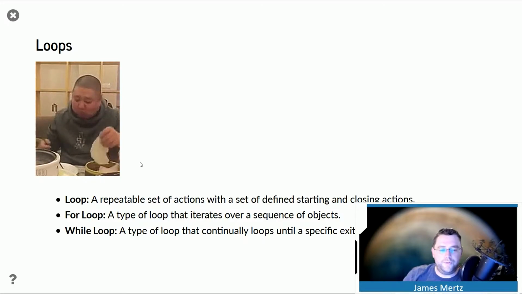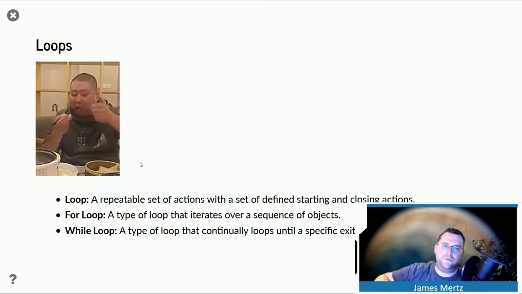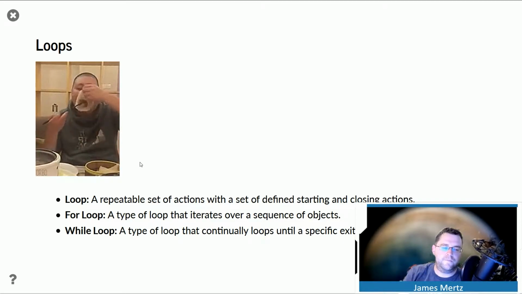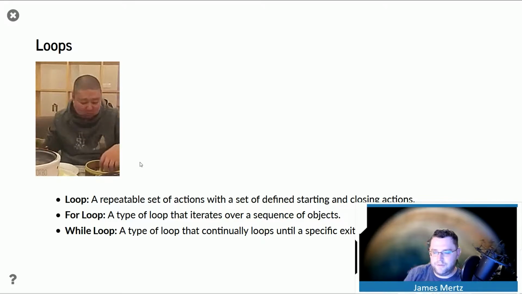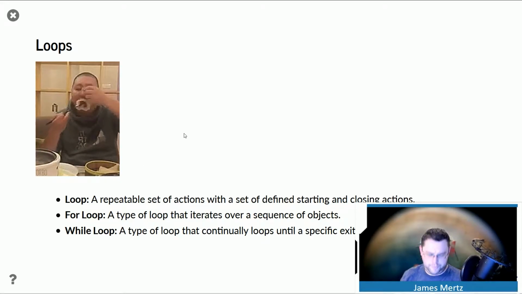Well, so there's for loops, which is a type of loop that iterates over a sequence of objects. We explored that very quickly with the tuples. So we were iterating over each element inside of the tuple. While loops, however, they continually loop until we have a specific exit criteria. So with for loops, we have a start and end. With while loops, we have just a go and then terminate when a certain condition happens. So let's start talking about how to work with these. Let's start with a while loop.